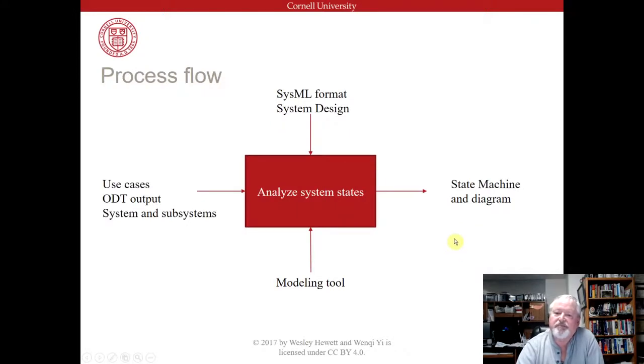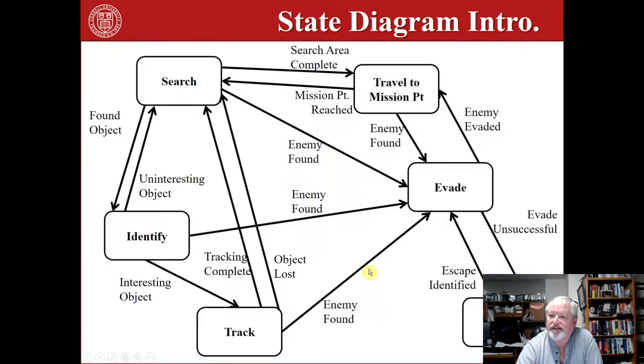Okay, so here's the basic process flow. The goal here is to analyze your system states, and your output is the state machine diagram. Here are the major inputs. Could be use cases, your ODT, your operational description template, any information on your system and subsystems. Your modeling tool enables this, and the information that helps guide you is the formatting of SysML and maybe some system design that you've been given.